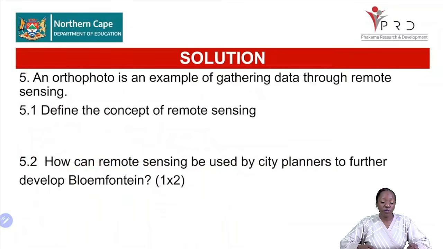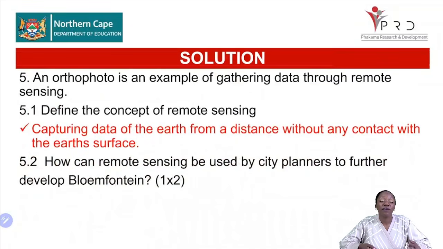Then, your question number 5. An orthophoto is an example of gathering data through the remote sensing. Then you are supposed to define what is remote sensing. So we are saying it's the capturing or it's the gathering of information from a distance without being in contact or without being physically there. Remember, there are so many ways that you can use as long as it's the capturing or it's the gathering of the information from a distance without being physically there.